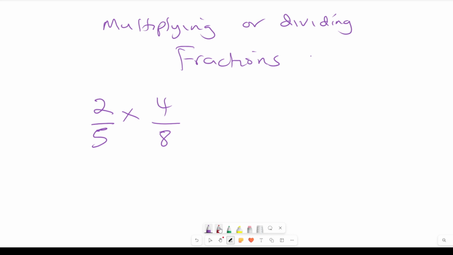For multiplication of fractions, unlike addition of fractions where we were hoping to get the same denominator, it really doesn't matter, because the multiplication happens for both the numerators and the denominators. So you multiply the numerators to get your 8, and then you multiply the denominators to get your 40. That's one difference between multiplying fractions and adding fractions.